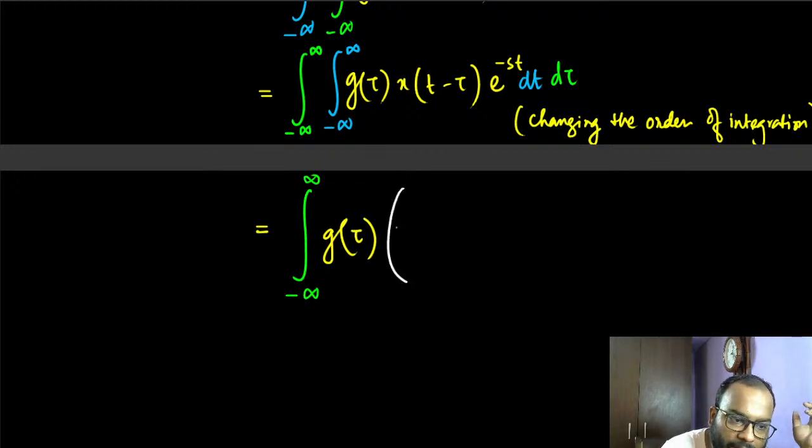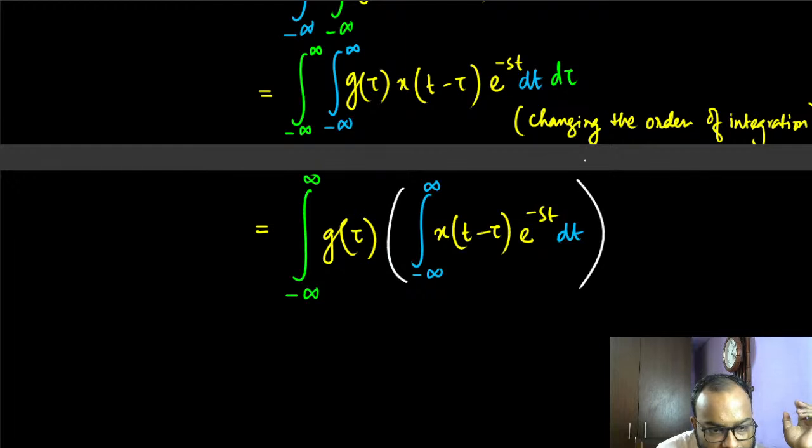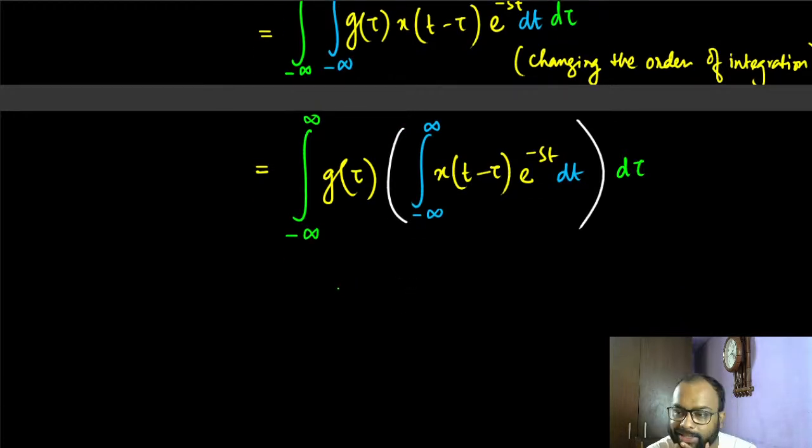And then we are going to do the blue integration here, from minus infinity to infinity of x(t minus tau) e to the power minus st, and of course we have dt. Since g tau is not a function of t, it can go outside this integration with respect to t. I don't think that's a very difficult thing to understand, right?